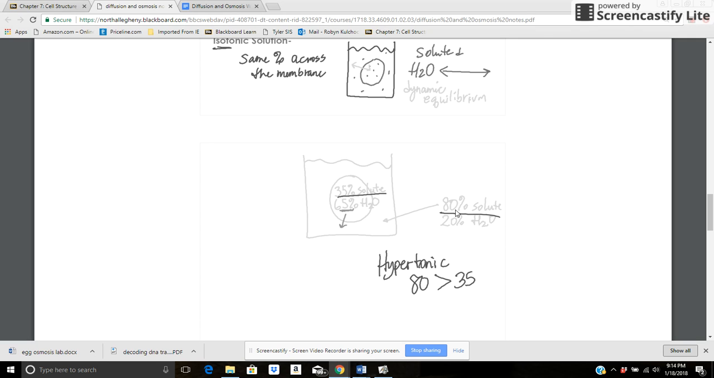One thing also to notice is that any given solution should equal 100%. So look at the concentration of the solution here, 80 plus 20, 35 plus 65. Okay, the 35 and 80 don't have to equal 100, just like the 65 and 20 don't have to equal 100, but together these have to equal 100, and these have to equal 100.